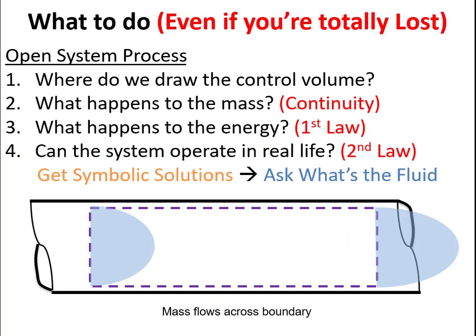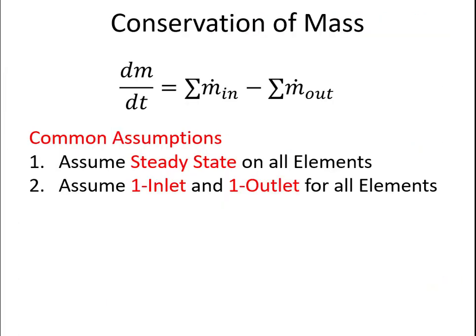So what do we do for cycle problems? Even if we don't know what we're doing, we'll draw a control volume around each component in our system. We'll do conservation of mass. Then we'll see what happens to the energy, so a first law analysis. And if we're designing something, we might want to see if the system can actually happen in real life, so we'd look at a second law analysis. I want to get a symbolic solution, and then I want to ask what's the fluid so that I can fix my states and get my values for specific enthalpy in this case, or specific internal energy if I'm doing a closed system analysis.